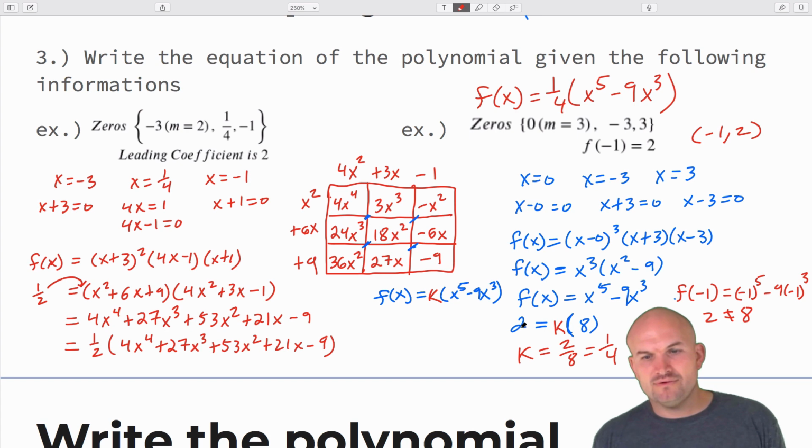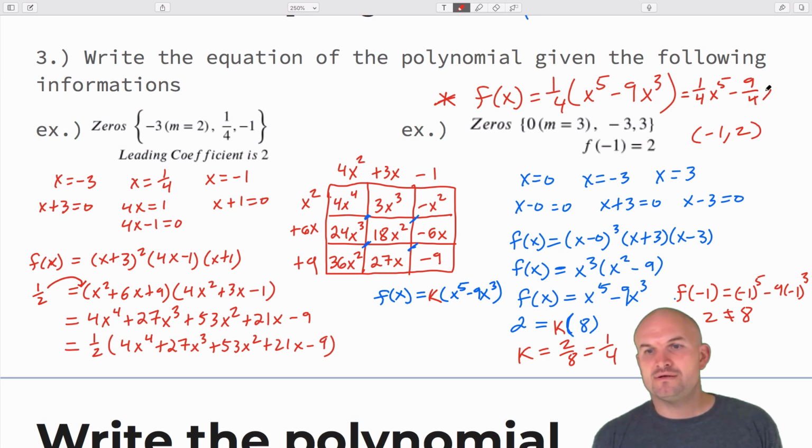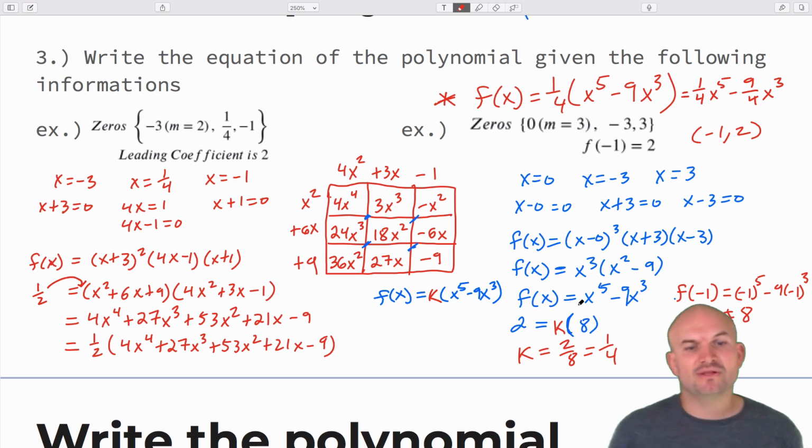And so therefore, because f of -1 is equal to 2, instead of saying f of -1, I'm going to replace that with 2. When I plug in -1, obviously I get 8. And then I have this k here. So then I divide by 8 on both sides. I get 2 over 8, which is 1/4. So k is equal to 1/4. So therefore, the correct equation, which is right here, f of x equals 1/4 times x to the 5th minus 9x cubed, which again, you could distribute. Let's do that. x to the 5th minus 9/4 x cubed. Okay, or you could write the equation like that.